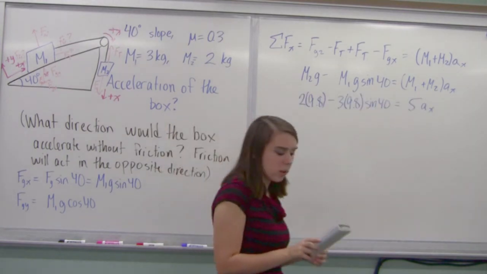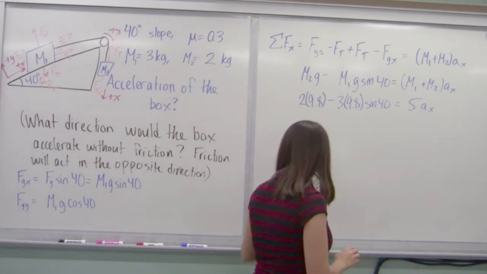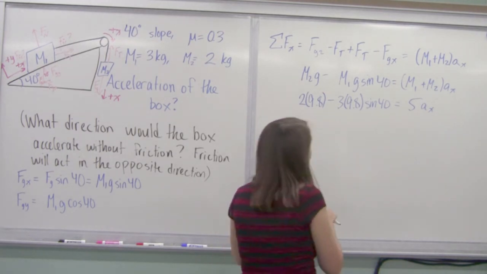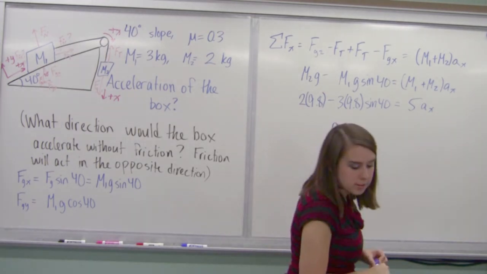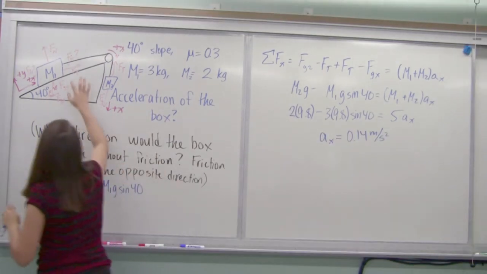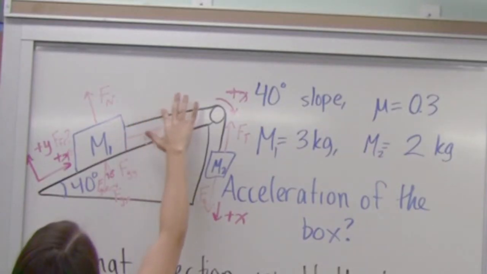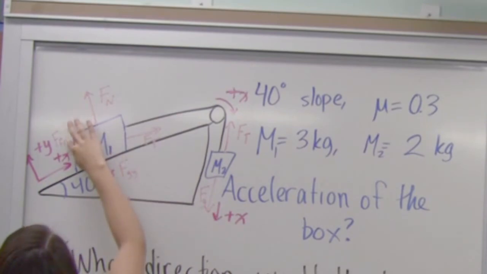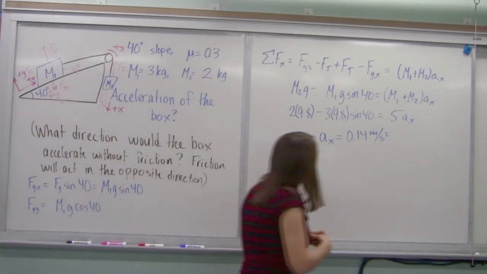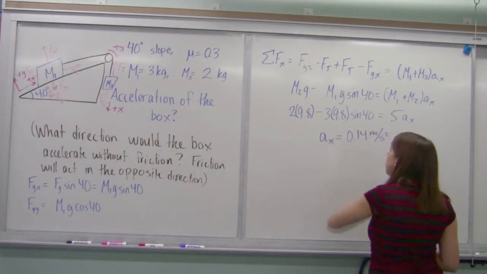Alright, and it's a bit of a close call, but it looks like the acceleration is going to be in the positive direction, up the slope. I find that it's 0.14. So it looks like the friction is going to go in this direction. So now I can sum up all my forces in the x direction, including friction.